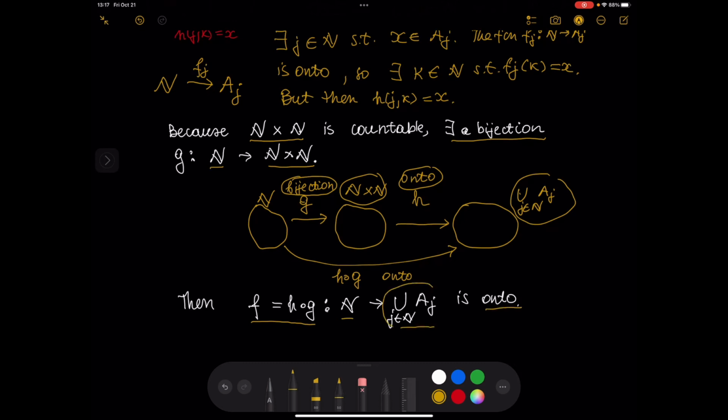So therefore this union of all A_j's is at most countable, and this is what we wanted to show, so this finishes our proof.